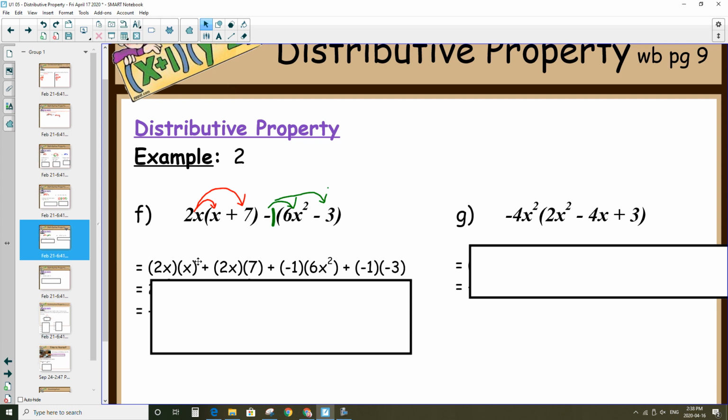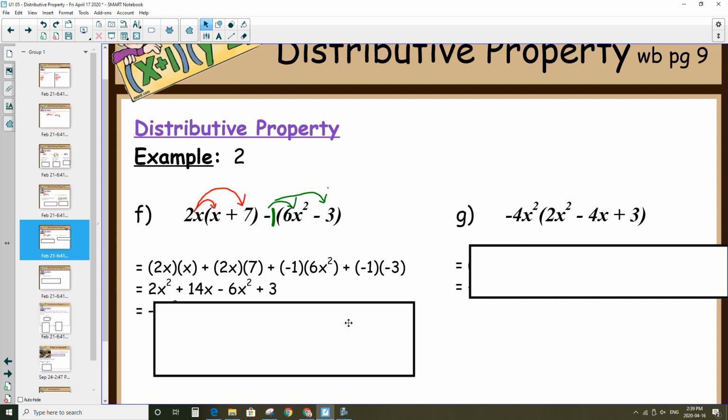So 2x times x, you should know already, is 2x squared, right? When we're multiplying here, it means we're going to add the exponents on letters that have the same base, or terms that have the same base. 2x times 7 is 14x. Negative 1 times 6x squared is negative 6x squared. And negative 1 times negative 3 is positive 3.